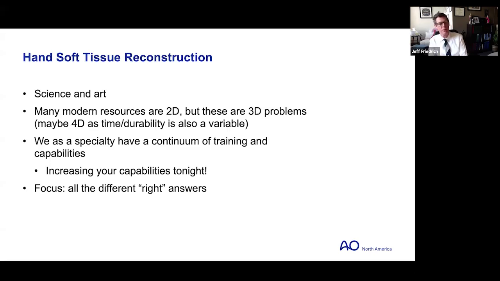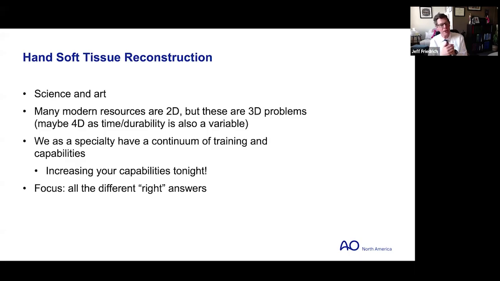And so I somewhat, a bit of grandeur there for me to state that it may be 4D, but I think that is a consideration that we need to have. Is this reconstruction going to hold up for what this patient wants to do for work, for recreational activities, for all of that?